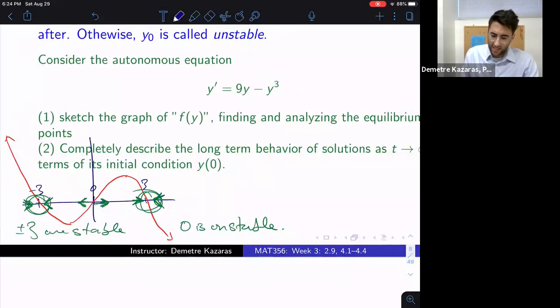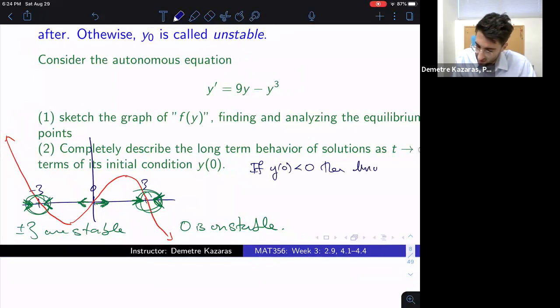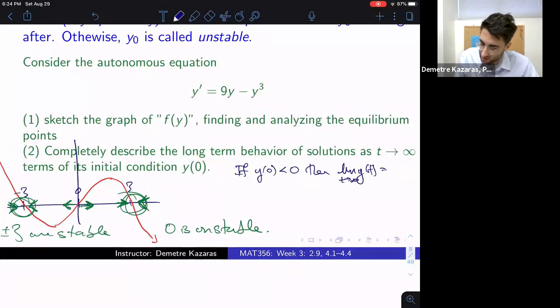So first of all, let's go from left to right. What happens if our initial condition is to the left of 0? Well, anywhere to the left of 0, it looks like -3 is going to attract it. So if y of 0 is less than 0, then the limit of y of t as t goes to infinity, I won't write that every time. Well, why not? What the heck? Then this will be 3.